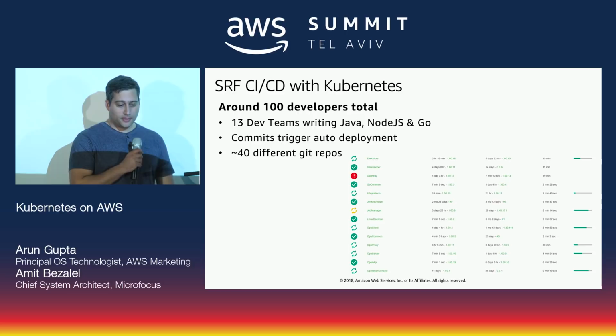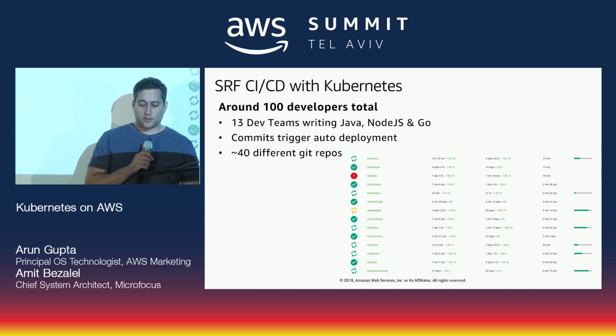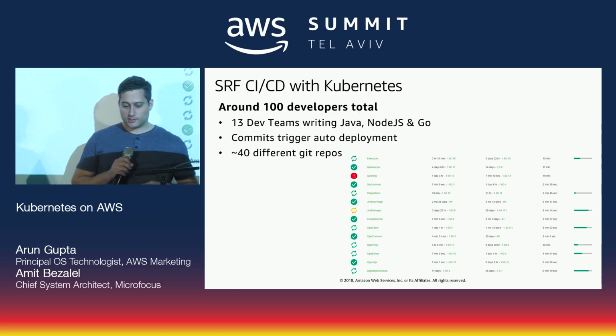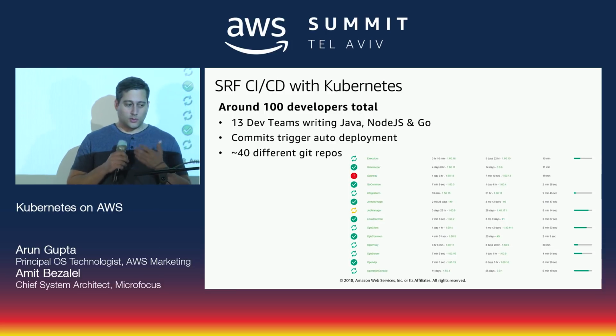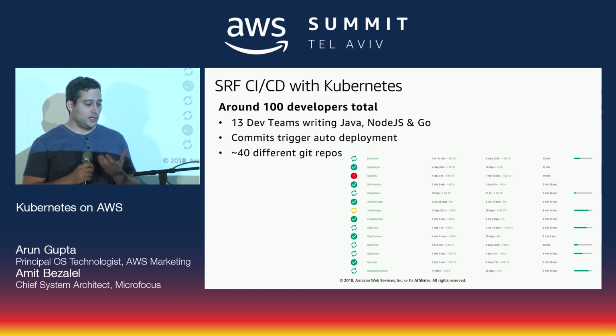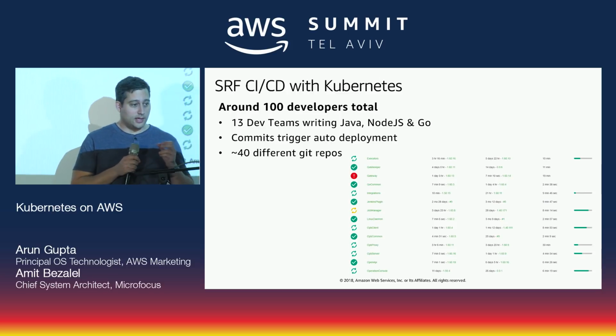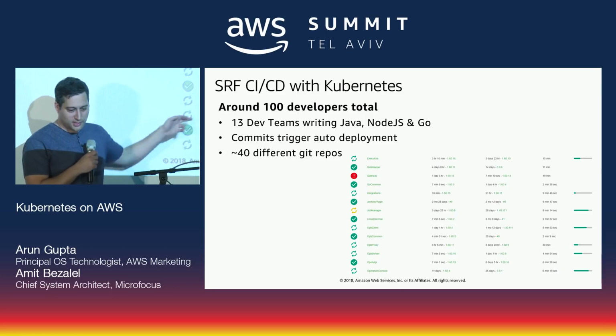So in our DevOps cycle, we have a lot of developers working on this project. Some of them are working on slightly other projects that integrate into this cloud. We have 13 dev teams working in Java, Node.js, and Go, and they're always committing. Every commit triggers some kind of build and deploy cycle, and we have about 40 different GitHub repos, and everything is always running around and doing this stuff. So you can see it.